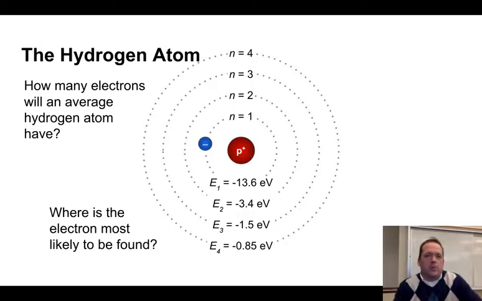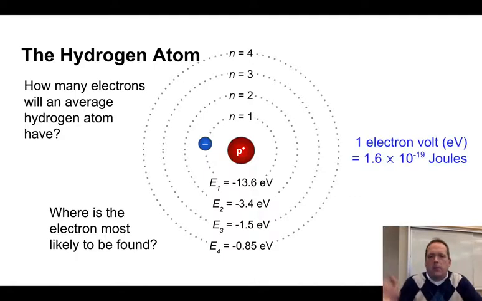And so experiments have shown that in the lowest energy state, the energy of that state is about minus 13.6 eV. We'll get to eV in just a second. Energy level 2 is minus 3.4, energy level 3, minus 1.5, level 4 is negative 0.85, and there are a couple more energy levels as well that you can see in the simulator that we're going to play with later. But for our purposes here, just a few energy levels is sufficient.